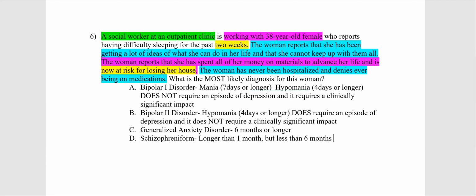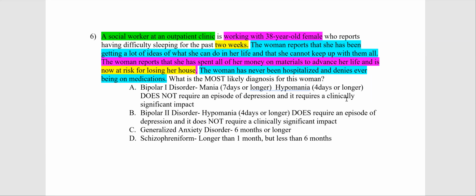So quick review, outpatient clinic, 38-year-old female, 2 weeks is the length of time. She's been getting a lot of ideas that she can do in her life. She can't keep up with all of them. She spent all of her money and is now at risk for losing her house. And she's never been hospitalized or been on any medications in any way, shape, or form. So keep that in mind as we go through the different considerations.